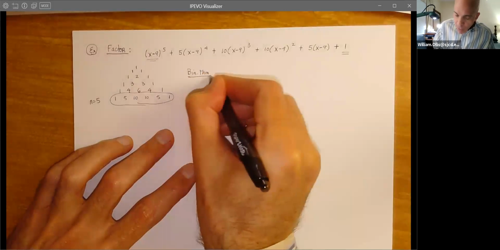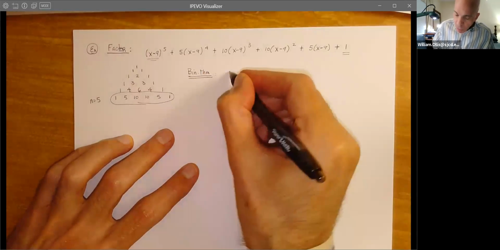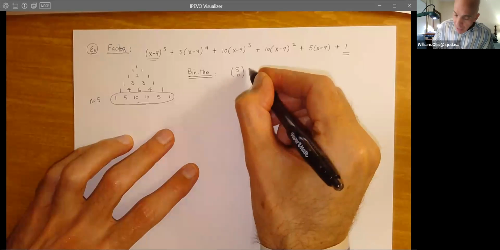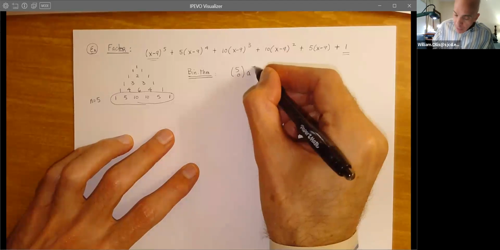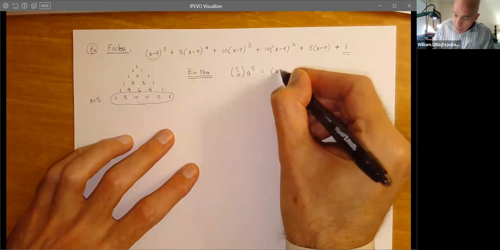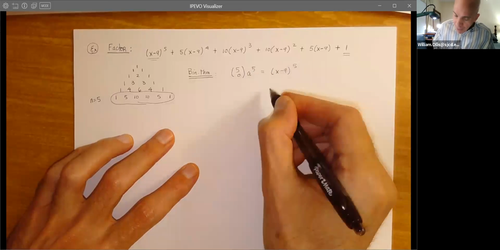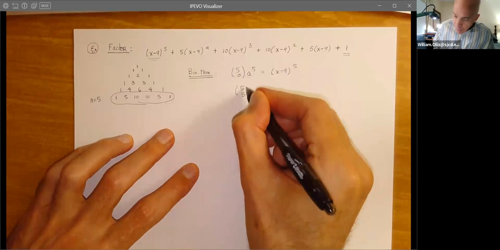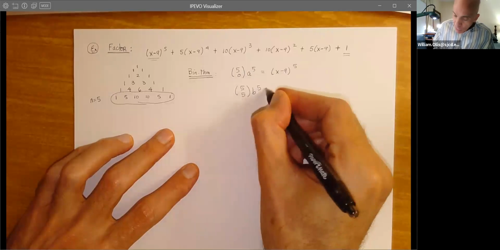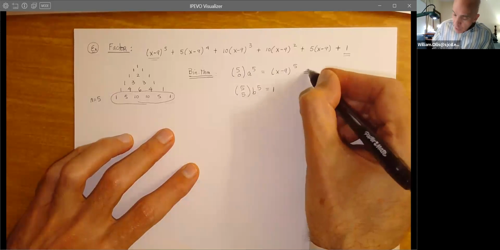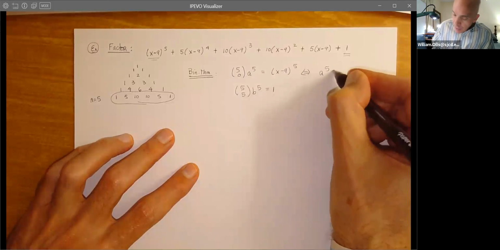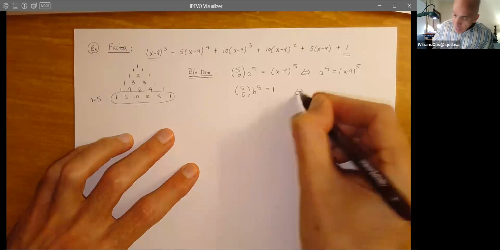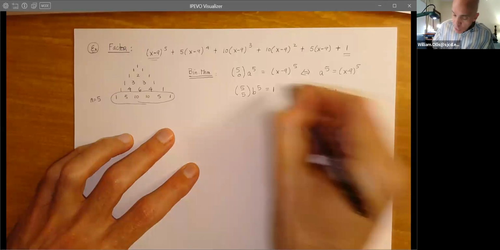So it's kind of like that other problem we did. We know that this will be 5 choose 0, a to the 5th. That's what this is. And then this term is 5 choose 5, b to the 5th. That equals 1. So what does this say? If and only if a to the 5th equals (x minus 9) to the 5th, if and only if b to the 5th equals 1, since these are both 1.